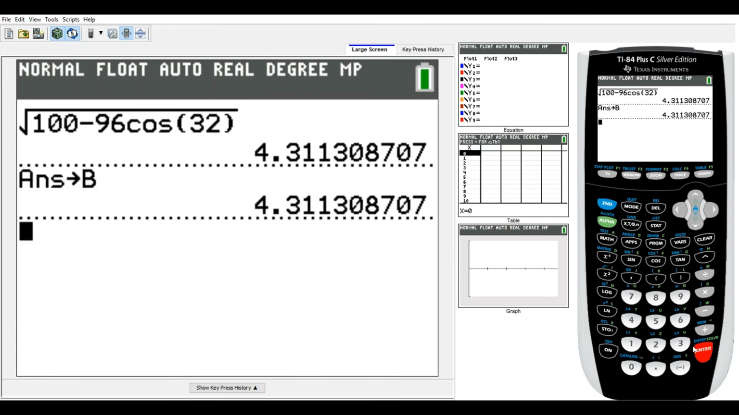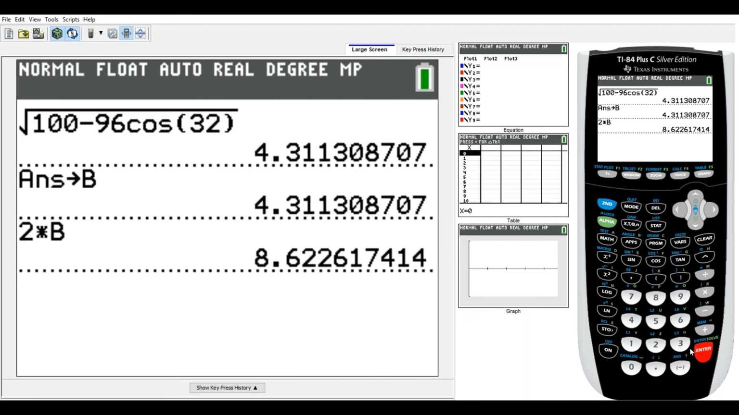And so now whenever I make any calculations involving B, it'll be this B here, the 4.311308707. So like if I wanted to do 2 times B, I can. And your calculator will save this as B until you change it. Okay. So yeah, to override it, you just assign something else to be equal to the value of B.